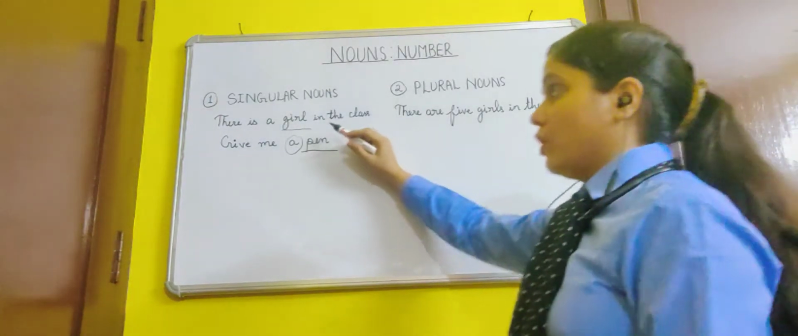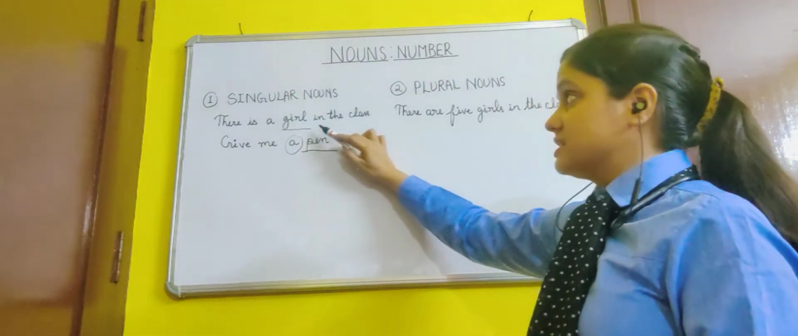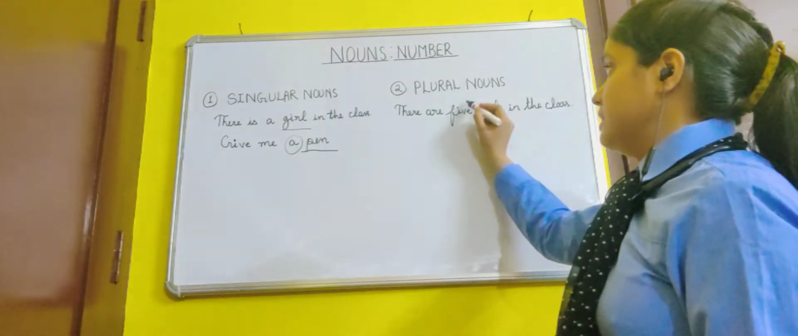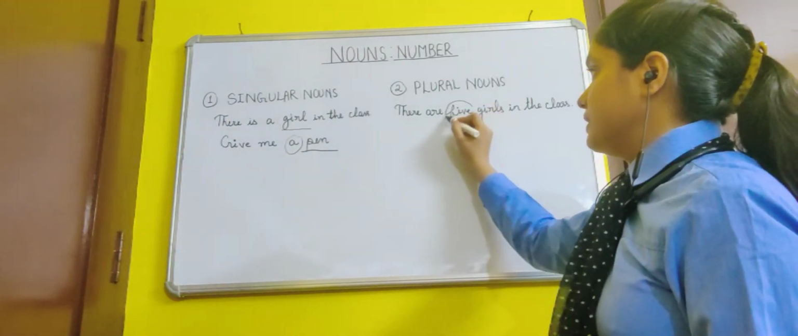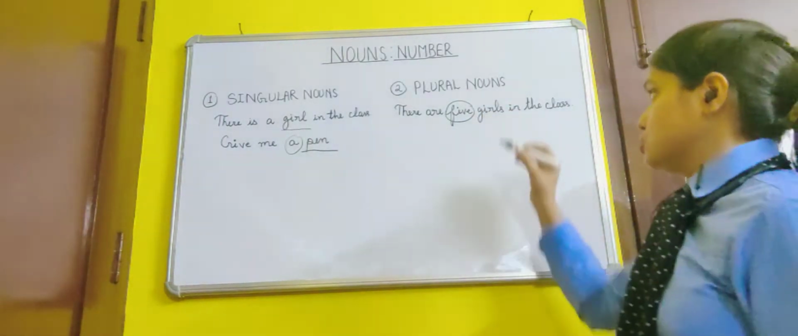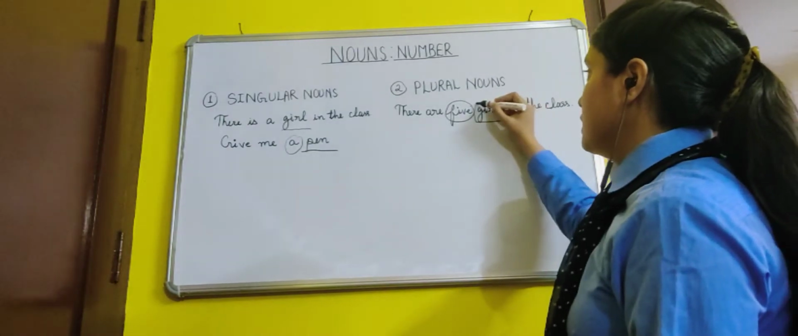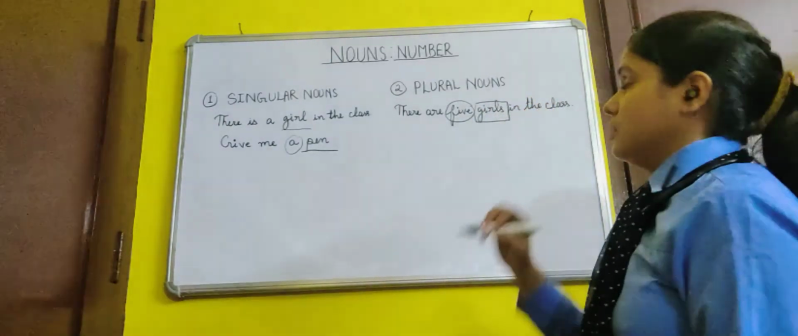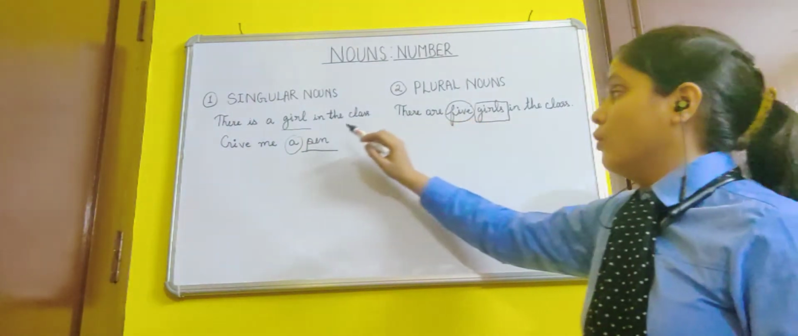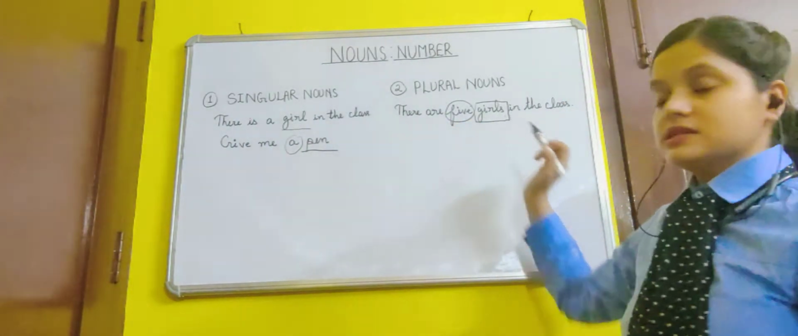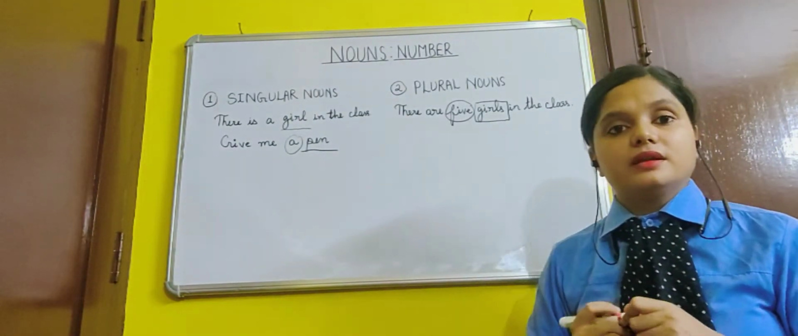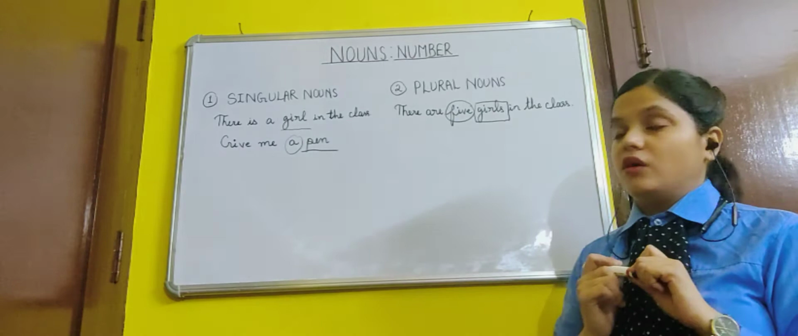First there was only one girl, so I used the singular number of noun. But now there are more than one girl. Now there are 5 girls in the class, so I use the plural number of noun. Now what did I do? I put s in this noun and I made the plural number of noun.